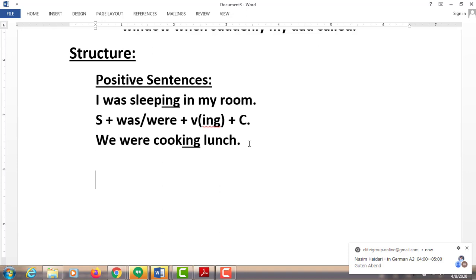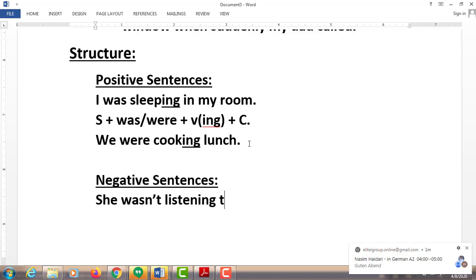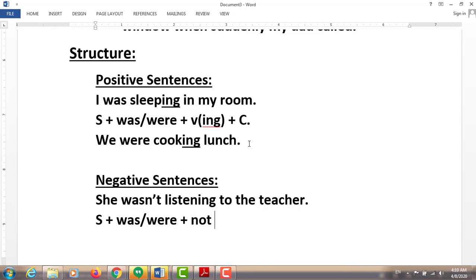So then, next is negative sentences. Yeah? Negative sentences. What do you do for negative sentences? Let me give you. Okay, so for example, she wasn't listening to the teacher. She wasn't listening to the teacher. First you have subject, and then was or were plus not, because it's negative sentences, and then you have verb. Your verb must take ing form, and then you have close bracket, and then you have complement.